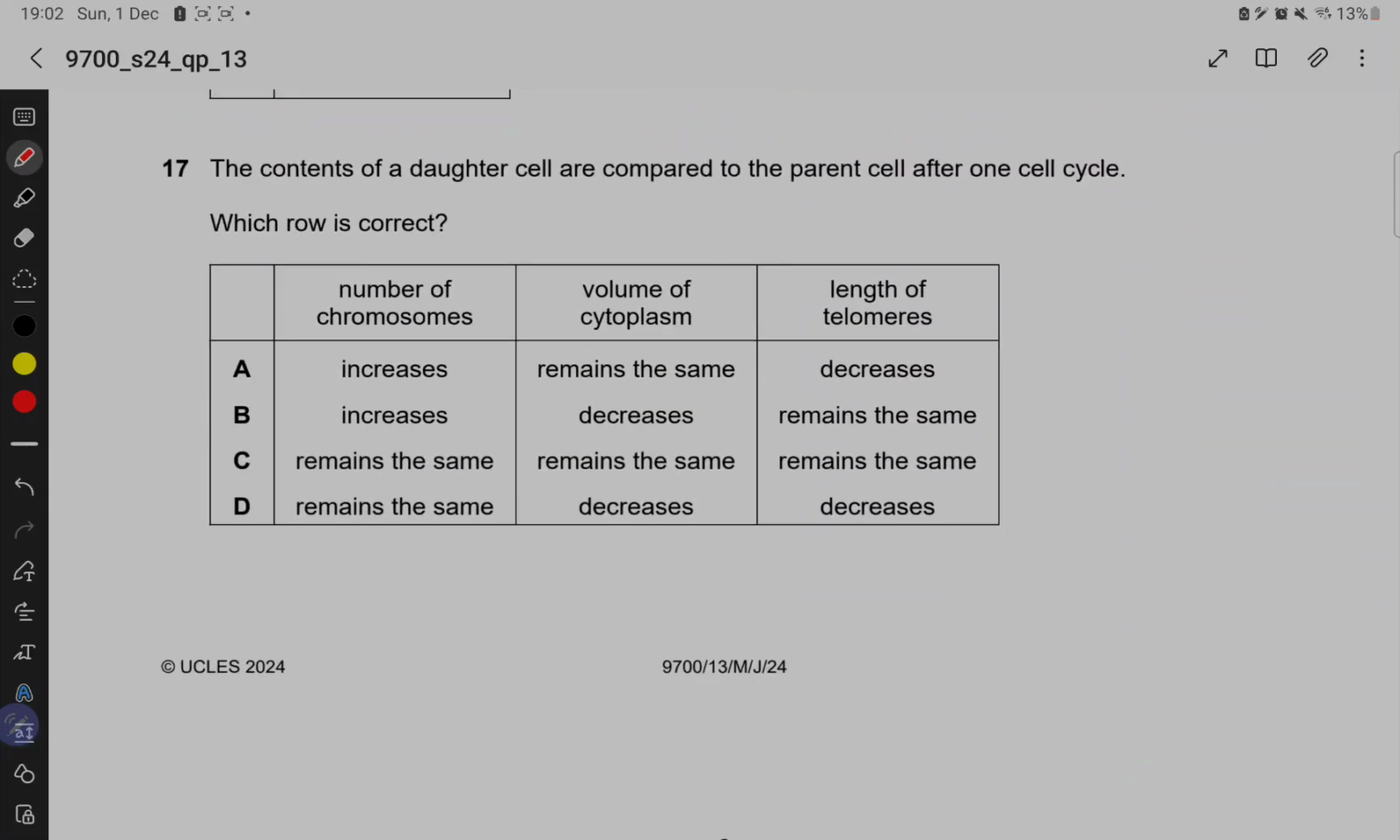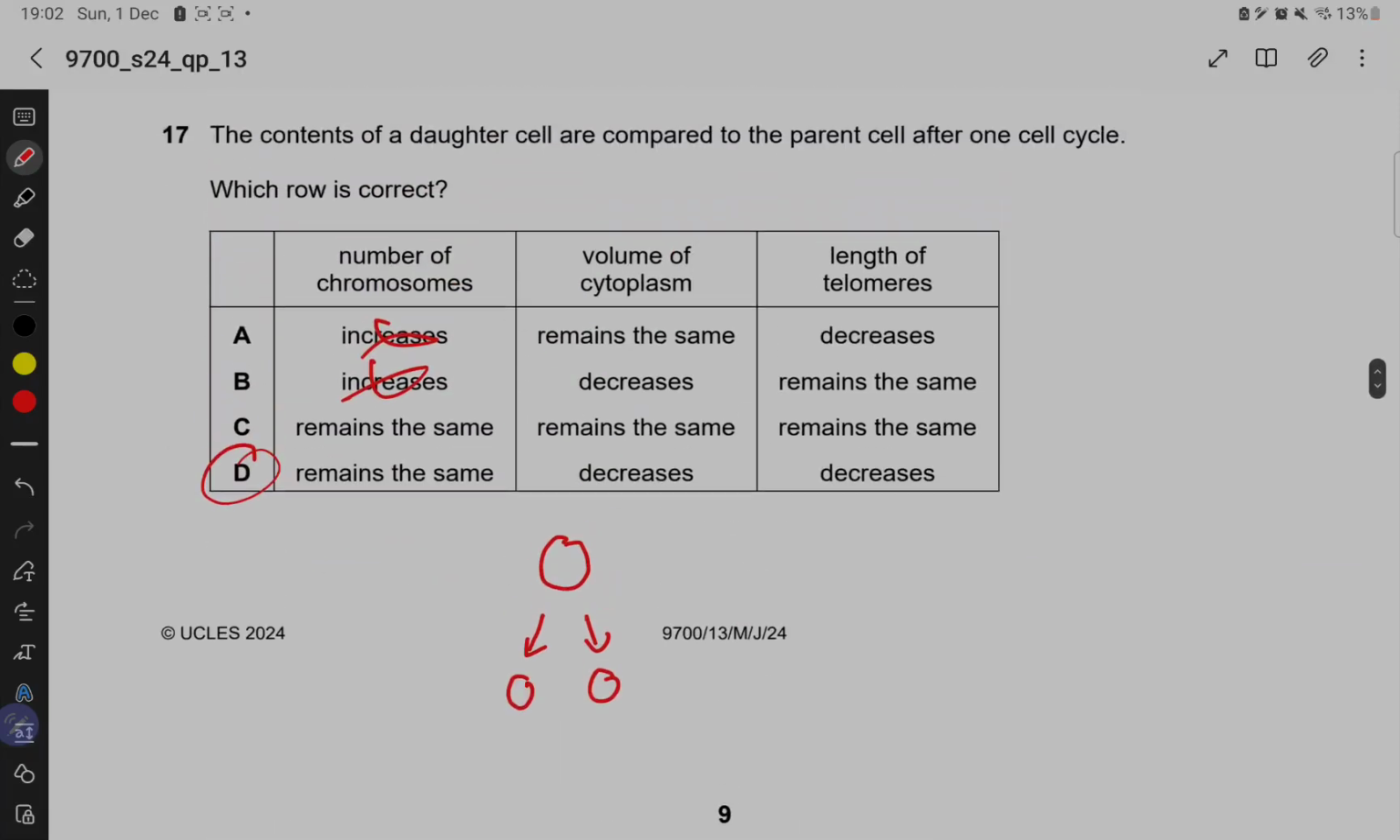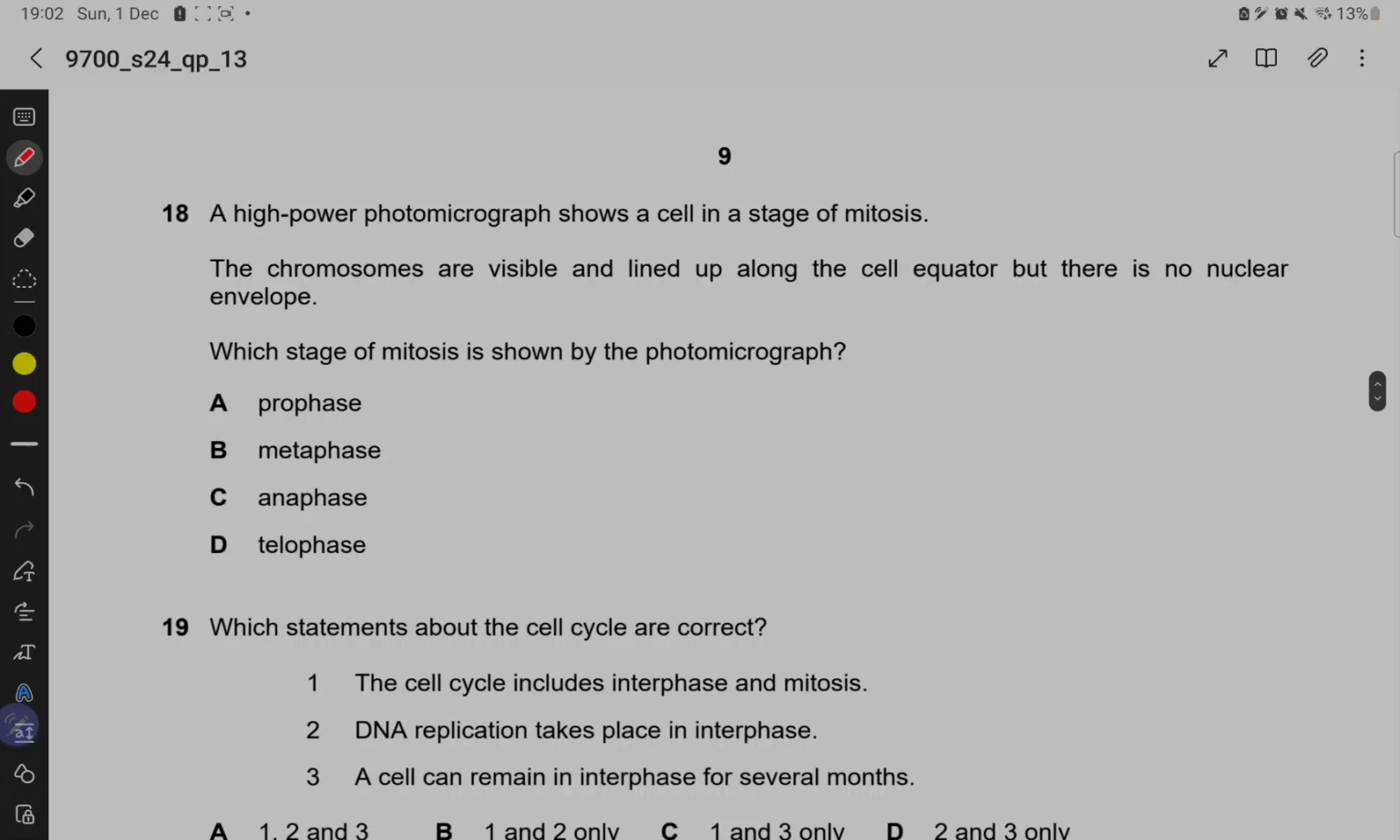Contents of a daughter cell compared to the parent cell after one cell cycle. Okay. Number of chromosomes will always stay the same, so A and B are wrong. After a cell cycle, your telomere will shorten a bit, and volume of cytoplasm will reduce because I'm going from here to here. You're kind of losing your own cytoplasm as you're giving it to your child. So D is the answer.